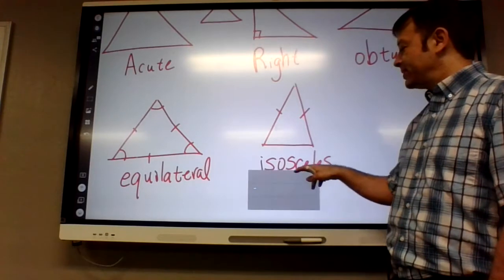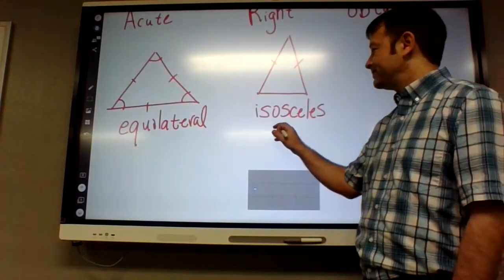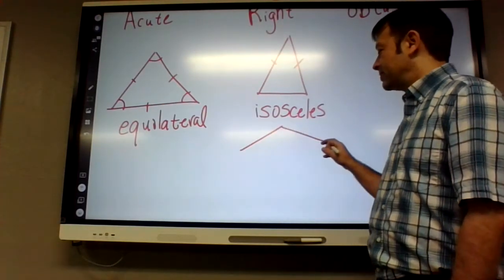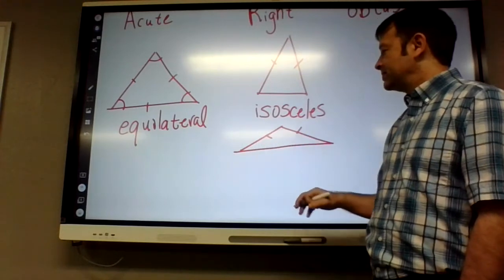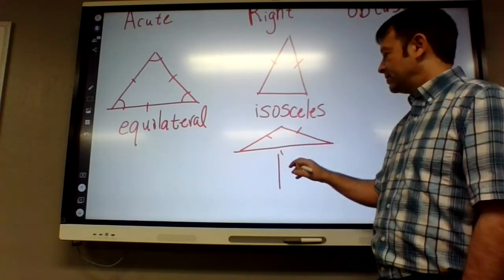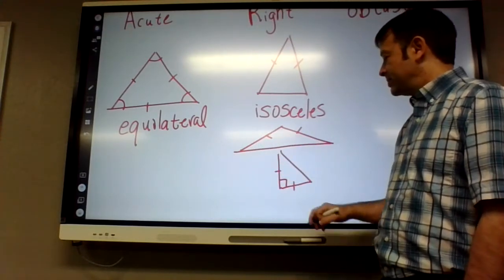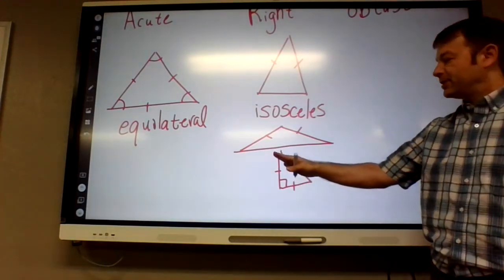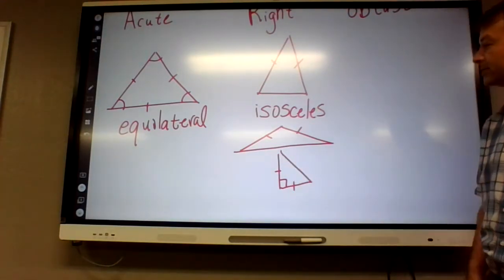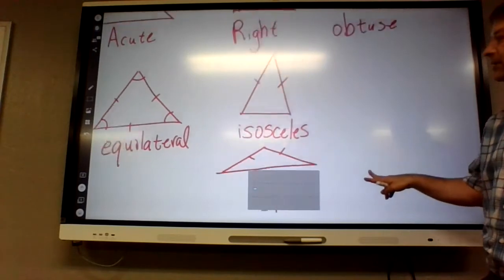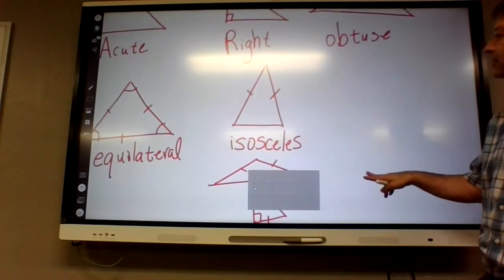Can you draw isosceles triangles that look different than that? Yeah. Yeah, there's lots of kinds. This is isosceles. This could be isosceles, if I drew it carefully. It could be isosceles. They can look quite a bit different.